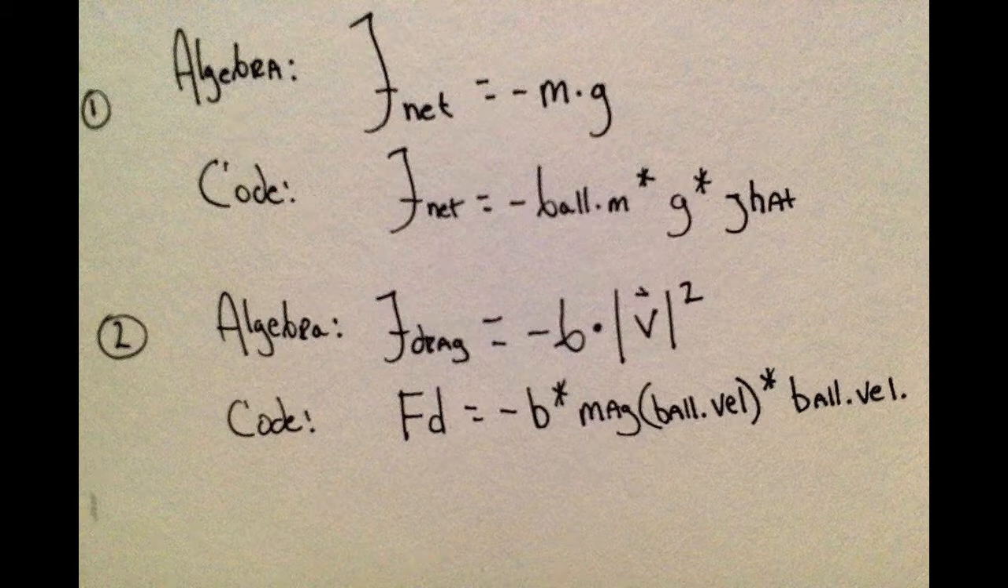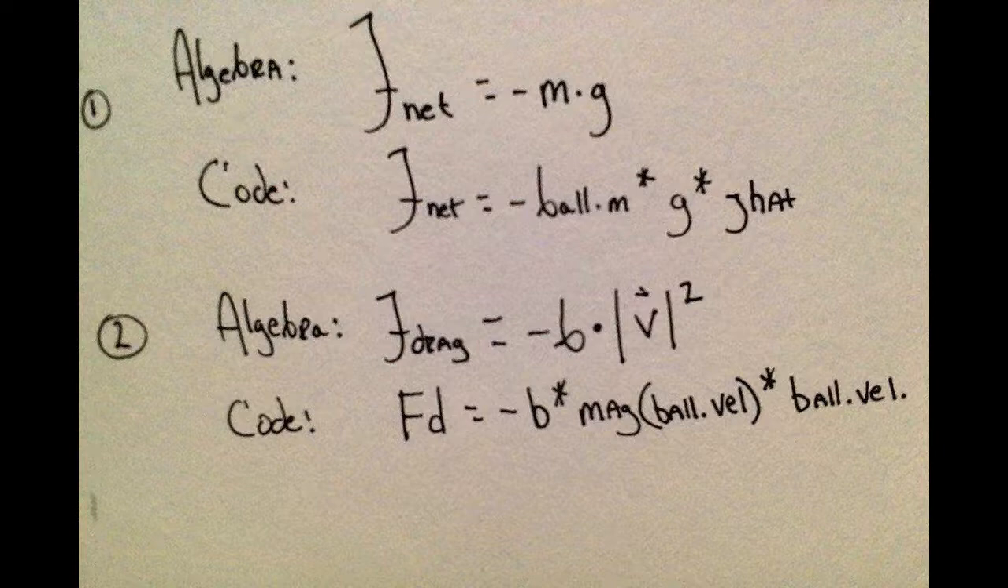To construct the first model of gravity alone, the net force for Newton's second law was only the effect of gravity. This was simple. F net equals the mass of the ball times negative 9.8, the acceleration of gravity in meters per second squared. This is negative because I chose the y-axis upwards to be positive.